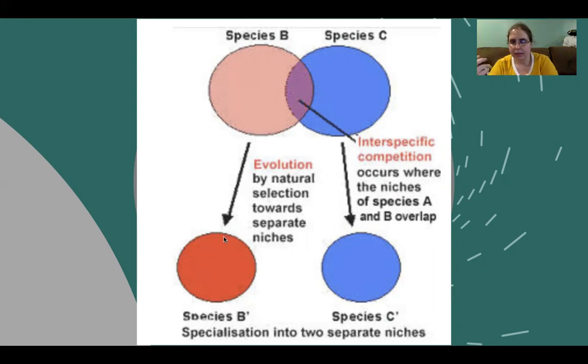And that can be either by, maybe one hunts during the day, one hunts at night. One forages in the top of the tree, one forages in the bottom of the tree. So there's ways to overcome the competition. They're not necessarily in direct competition, but by switching maybe when or where they hunt for the same food sources, they're no longer competing for it.